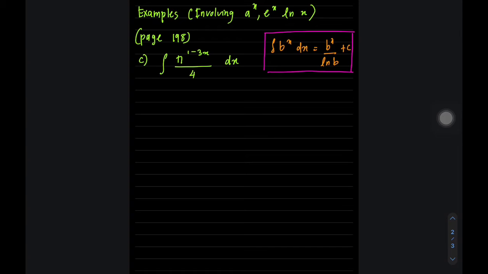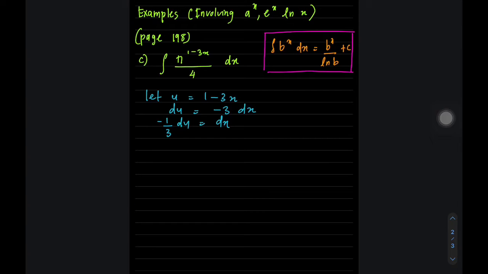Look at page 198, examples involving a power of x, e power of x, ln x. How to integrate this function by using integration by substitution. First step, we let u equal 1 minus 3x. Differentiate u, so you will get negative 3 dx. So we need to move negative 3 to the other side. Negative 1 over 3 du is equivalent to dx. Later on, we can change our dx in terms of u, which is negative 1 over 3 du.